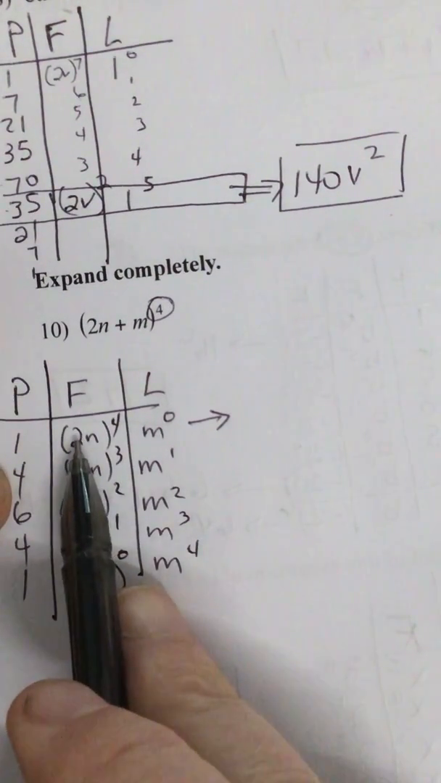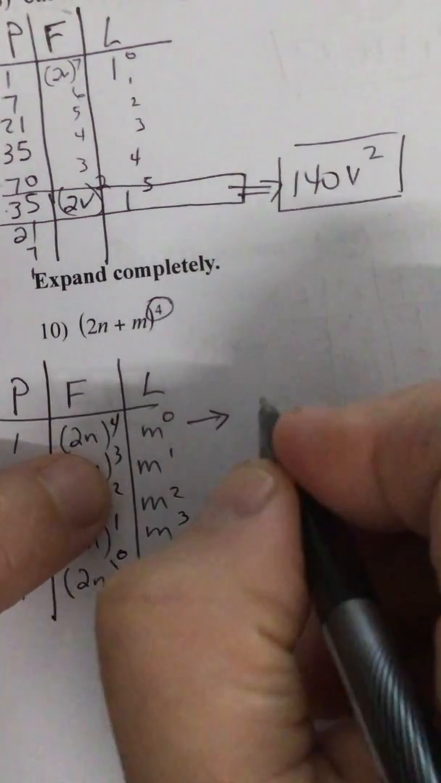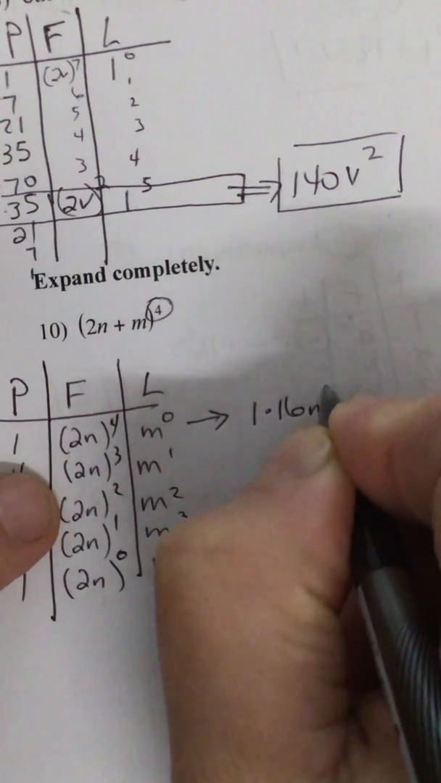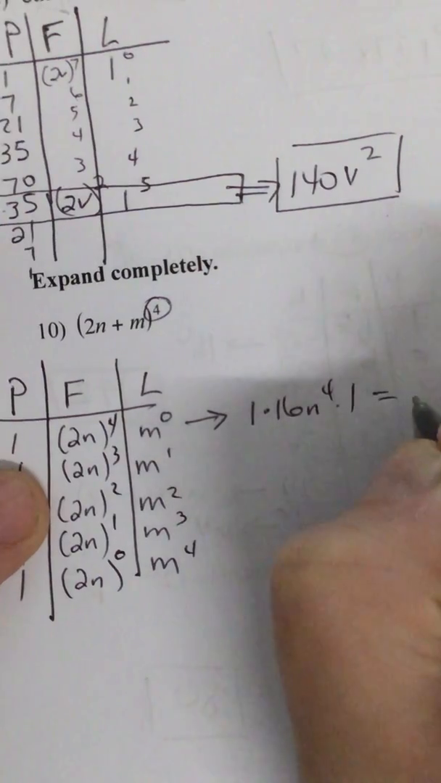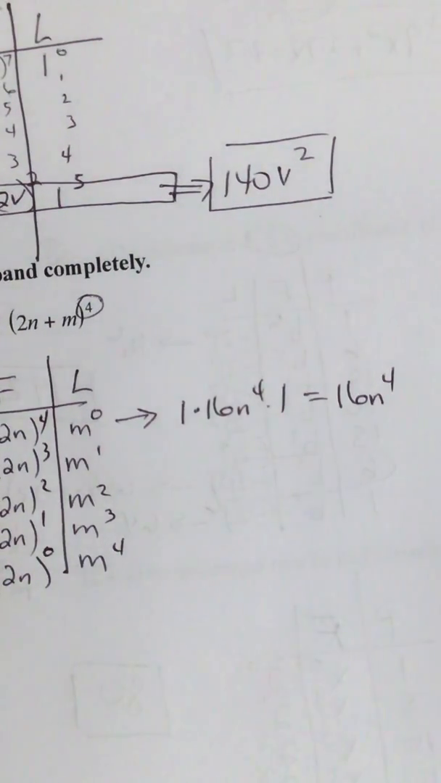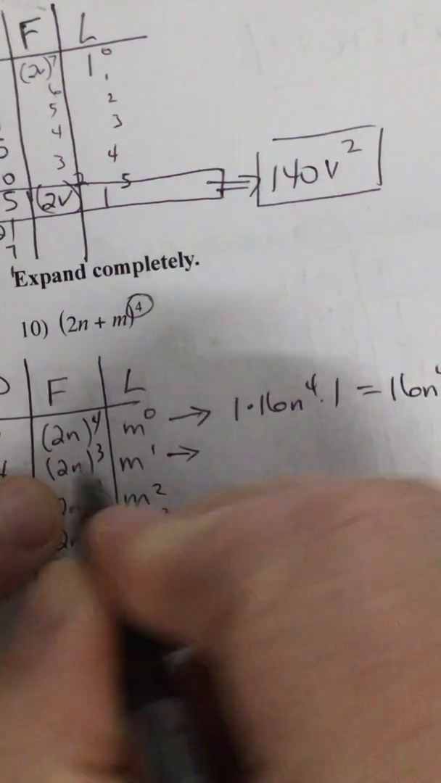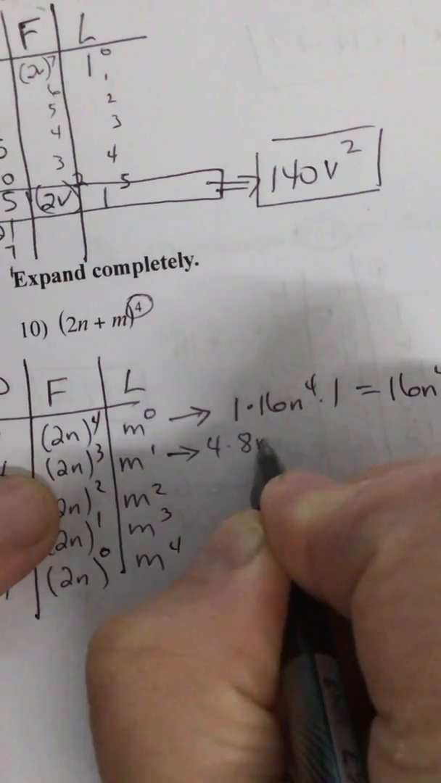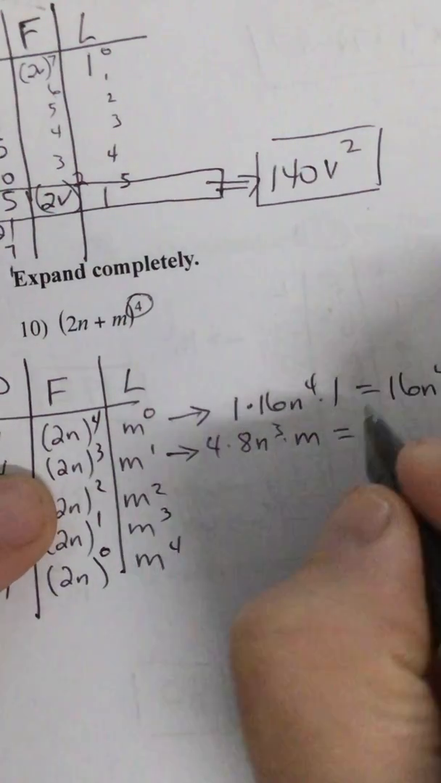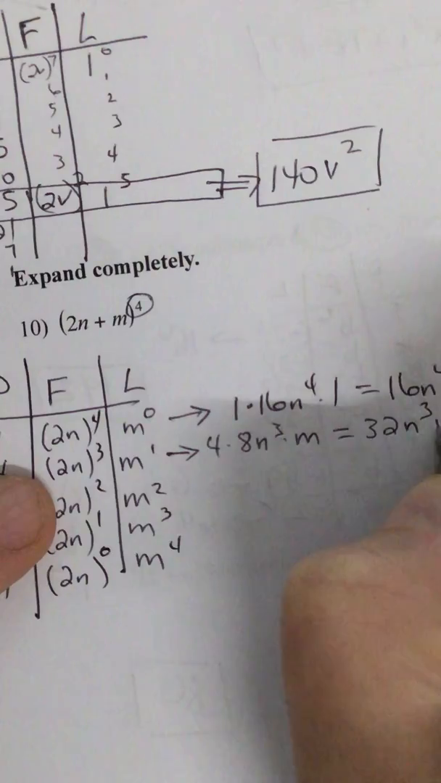Okay, 2 to the 4th. 2 times 2 is 4, times 2 is 8, times 2 is 16. So this is 1 times 16 n to the 4th times 1. So it's 16 n to the 4th. That's the first term. Okay, this one, it'll be 4, 2 times 2 times 2 is 8. So that's going to be 4 times 8 n to the 3rd times m. So that one is 8 times 4, 32 n cubed m.